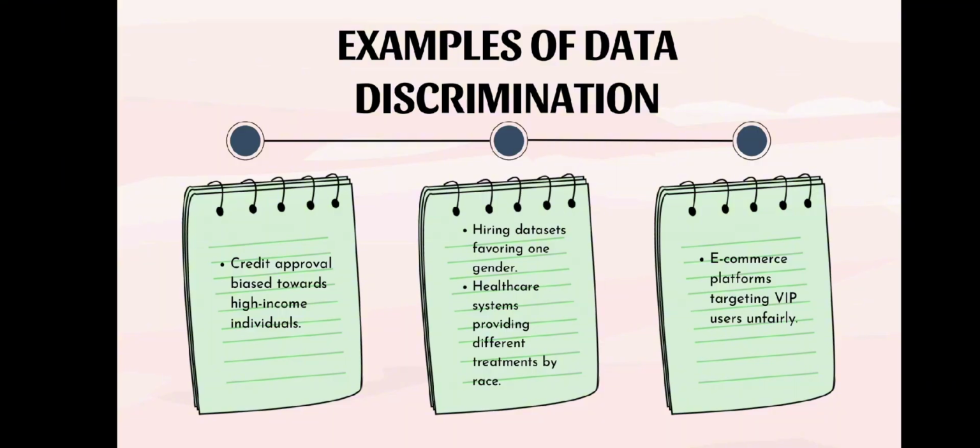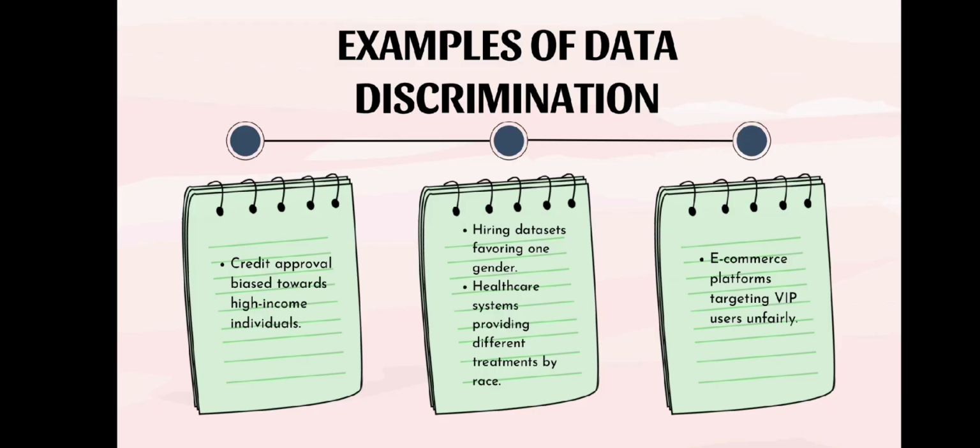Credit approval bias toward high-income individuals. Credit scoring models often rely on income as a major factor. If the model is not carefully designed, it could unfairly deny credit to lower income individuals, even if they have a good credit history or responsible financial behavior. This perpetuates existing inequalities.